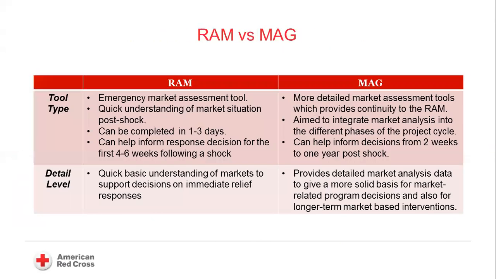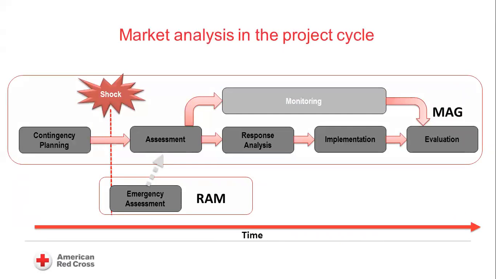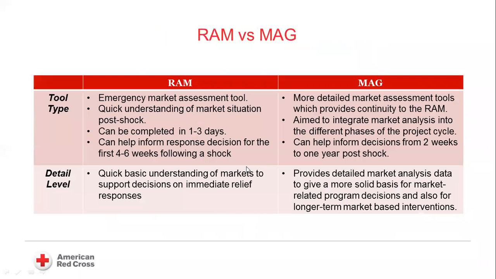And I had mentioned before in terms of how these tools are used. Usually the RAM is the tool that we use for an emergency market assessment immediately after a shock. And it's going to inform our assessment and our response options analysis. And then the MAG is more for doing a market assessment to inform the entire project cycle and to keep in mind for our entire project cycle.